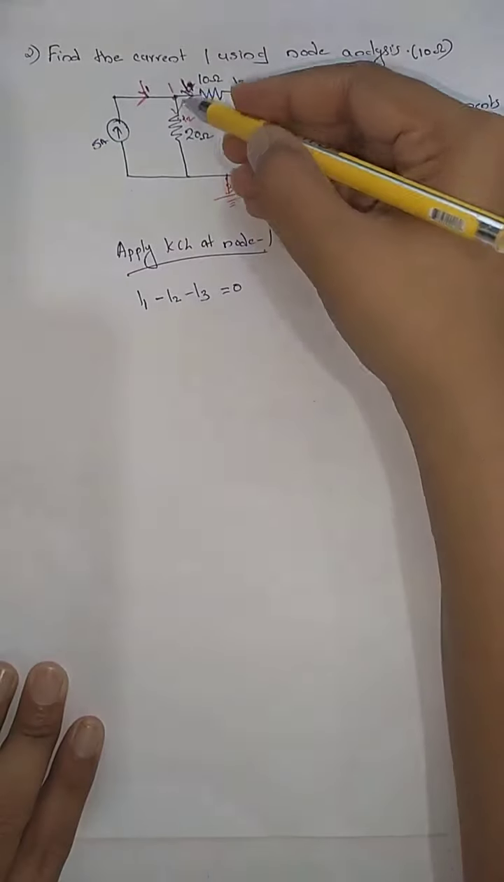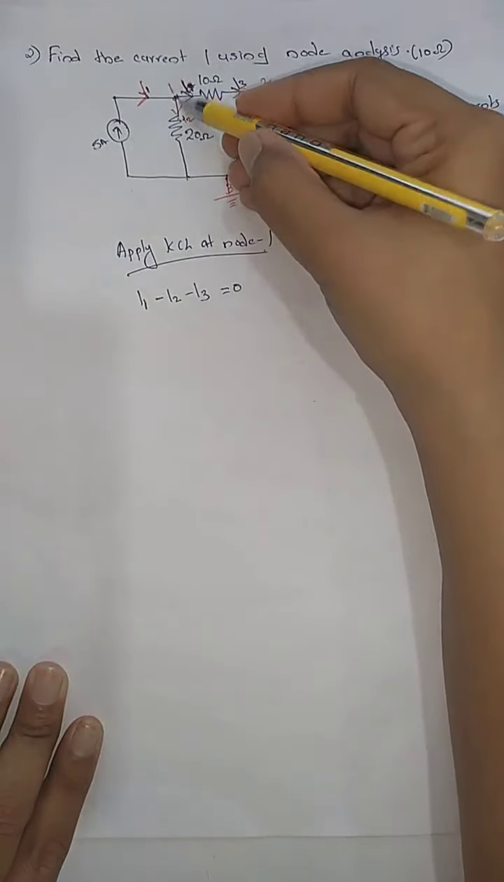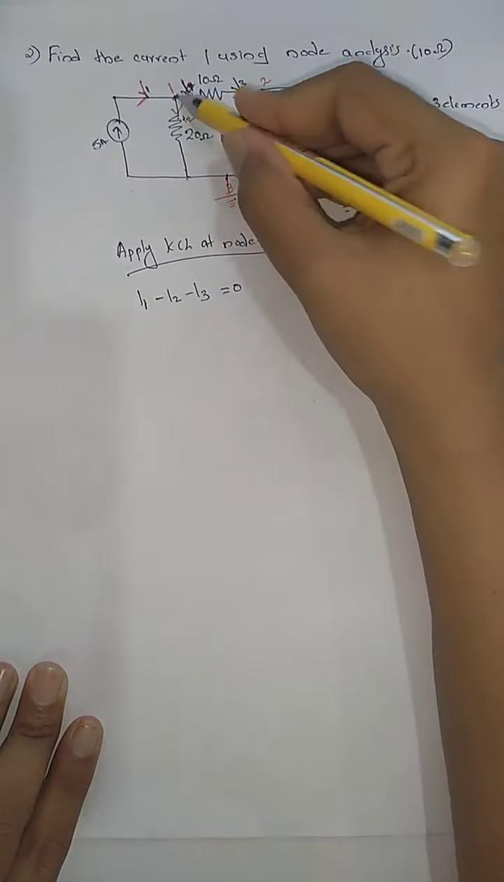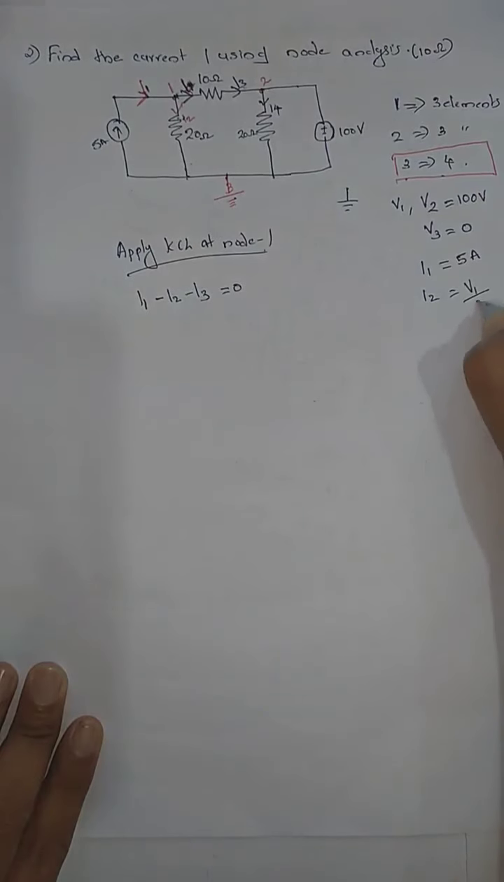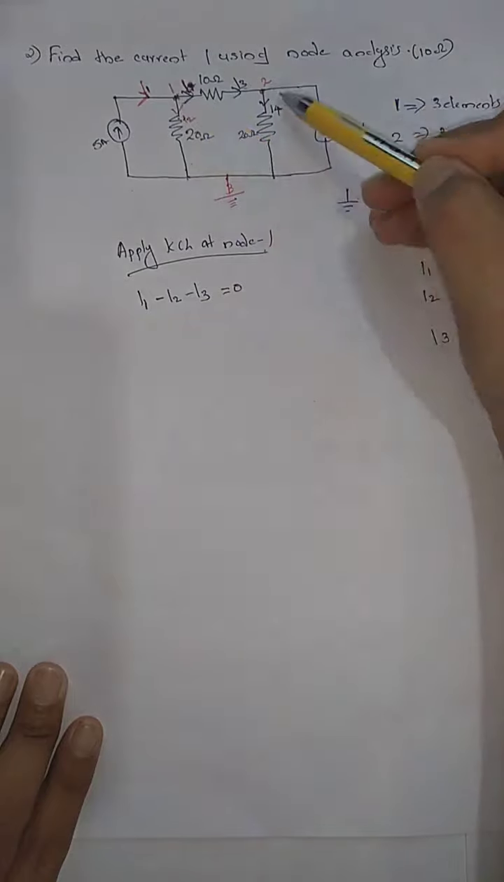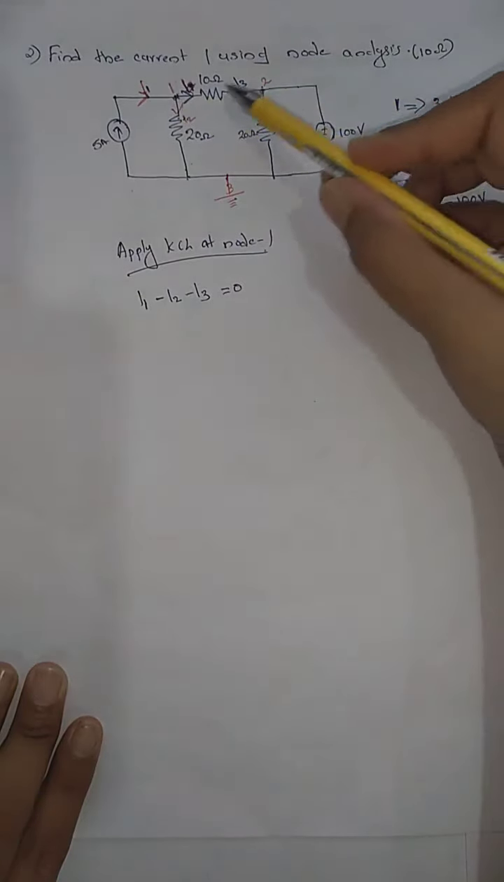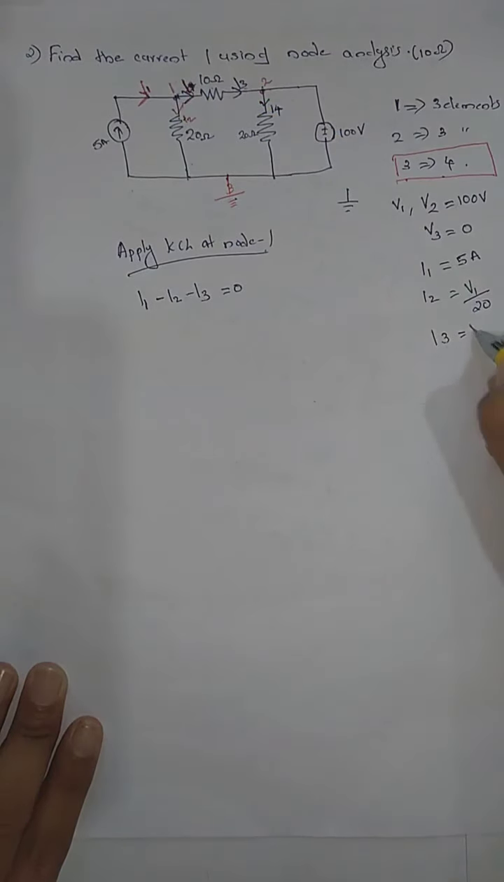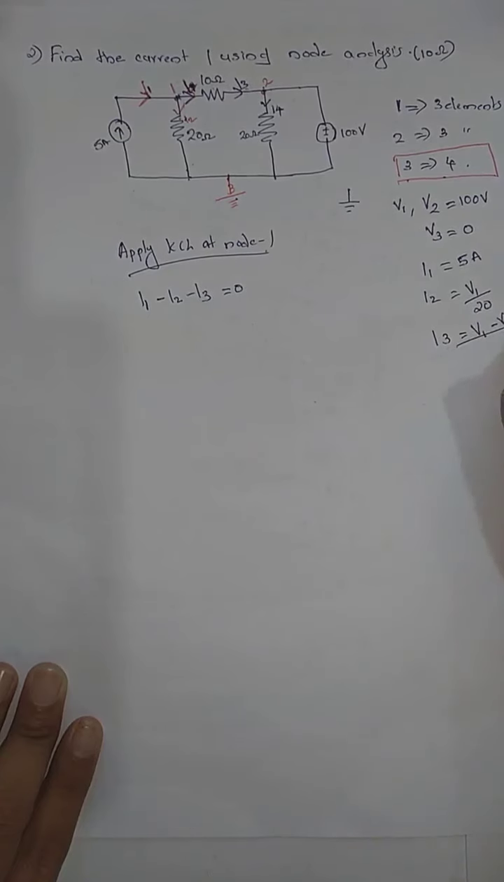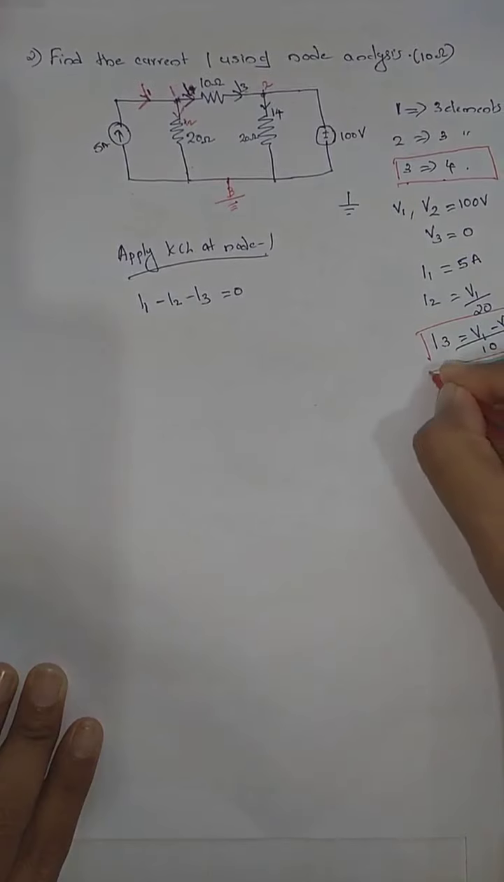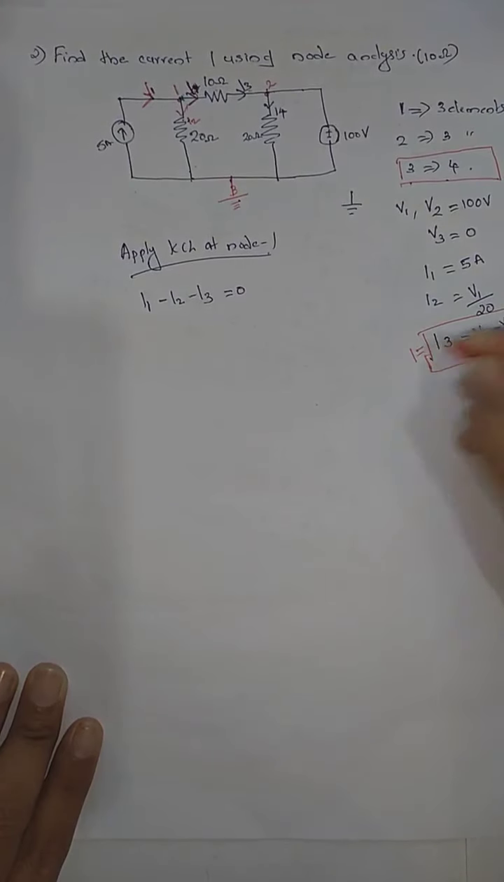I2 will be equal to the current flowing from here to here, that is V1 minus V3. V3 is ground, so V1 by 20. And what is I3? I3 is equal to V1 minus V2 divided by 10. Okay, so we should remember that this I3 value we have to find out. This is our current I.